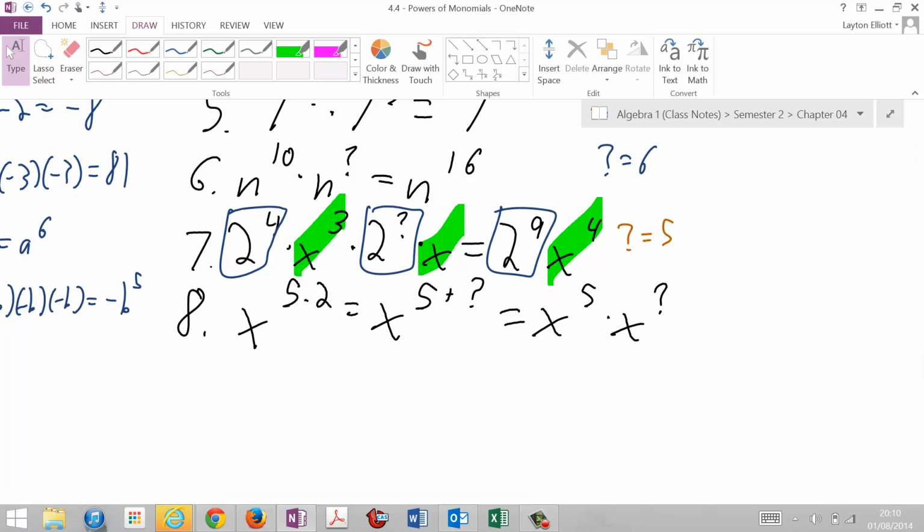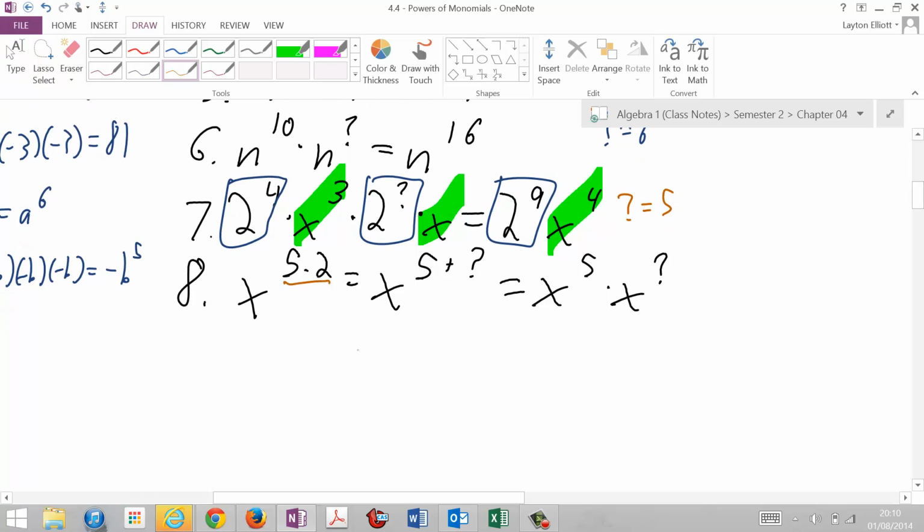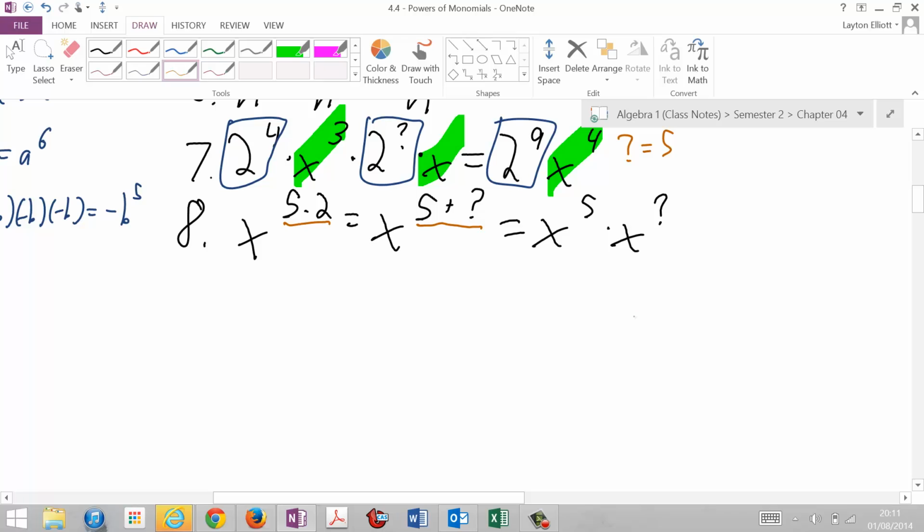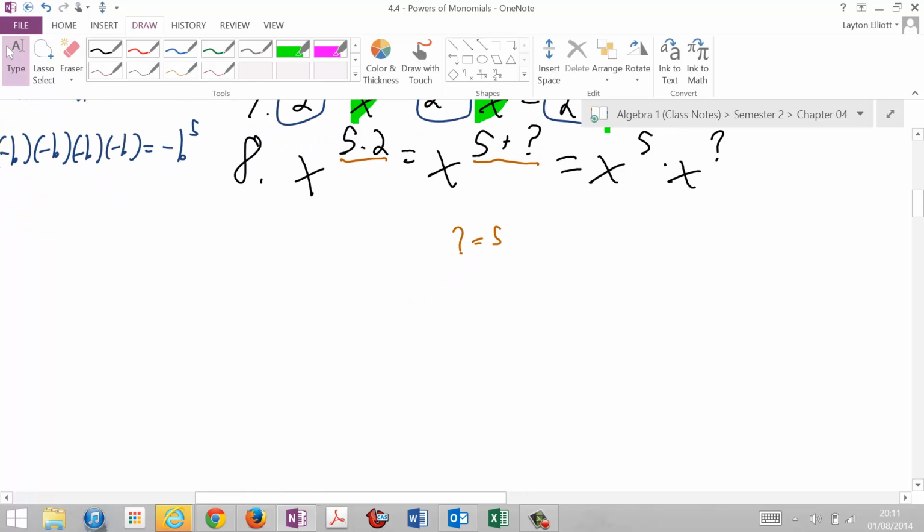And then for number 8, x to the 5 times 2 is equal to 5 plus what? Well, that should be kind of obvious. 5 times 2 is equal to 5 plus what? That would have to be itself. That question mark would have to be 5, because 5 times 2 is 10, and so is 5 plus 5. But the part I want you to see is that it's the same thing as x to the fifth times x to the fifth. And that's what we're going to get to.